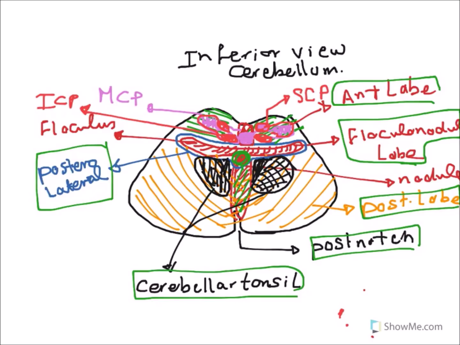This is the cut edge of the middle cerebellar peduncle, which is the largest, lateral mass. Below the middle we have the inferior cerebellar peduncle, and above the middle cerebellar peduncle we have the superior cerebellar peduncle.